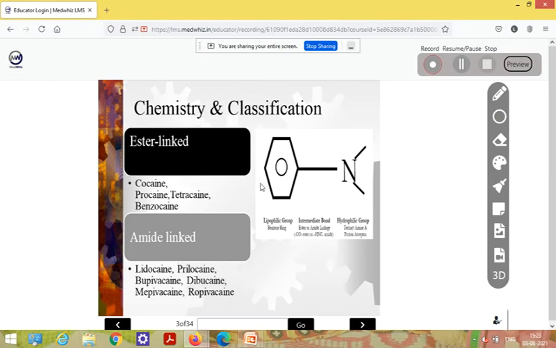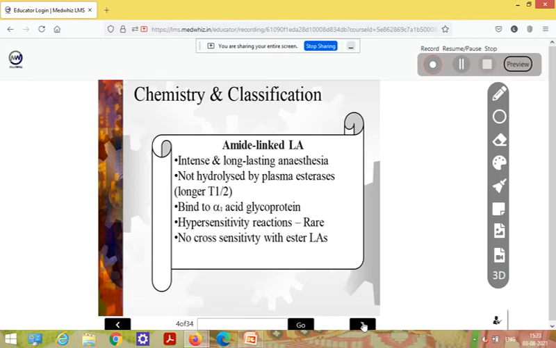So coming to the general chemistry of your local anesthetics, you know that these are weak bases, and they have both a lipophilic group and a hydrophilic group, and these are linked together by a bond. Depending upon the type of the bond, whether it is ester linked or amide linked, you have the two types of local anesthetics. So basically remember, these are weak bases. Okay, then which amongst these do you prefer?